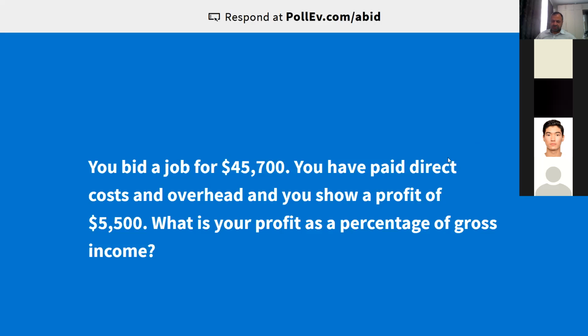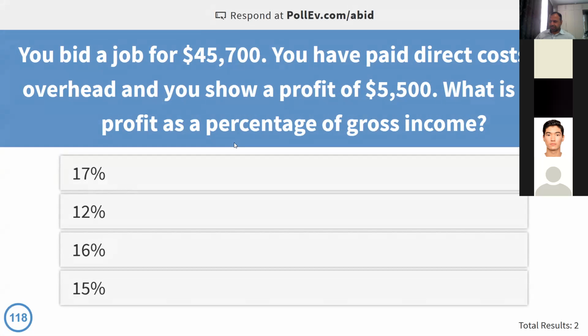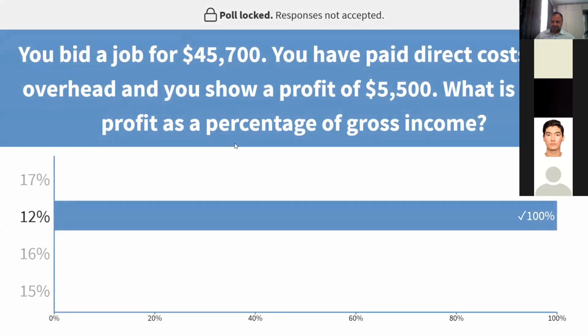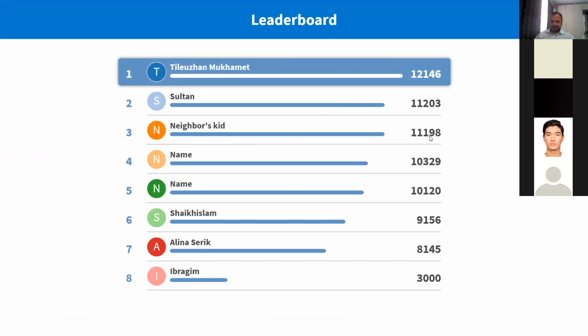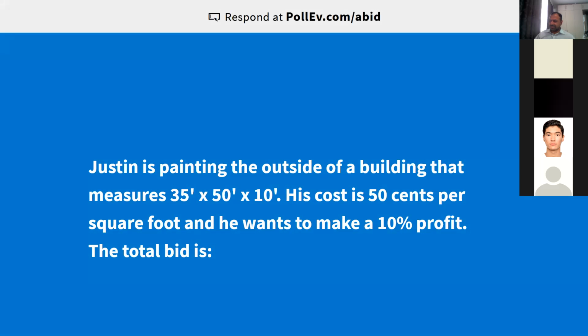So if the gross income is the same as the amount for which you have bid. So, okay, so 1, 2, 3. Okay, only the 7 participants are answering. So let me go to the correct answer. So 12%. And then, okay, so still the same. Okay, not much difference. Okay, next is this question.